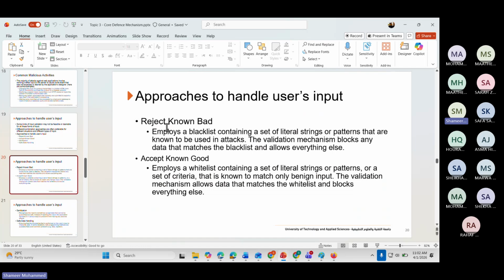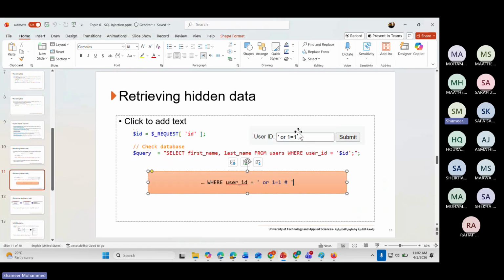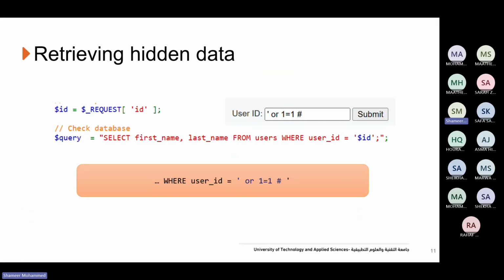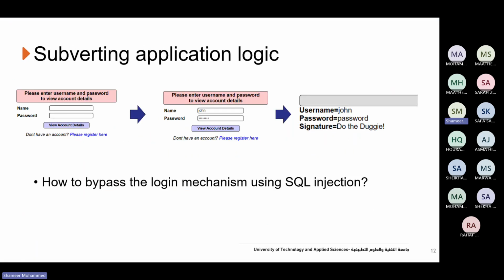Okay, this one, reject known bad. I know that this is the bad data, hash or quotation is equal to. Why should I allow them? Stop them. That is the way you can stop, right? So this is to retrieve the data, the first type of attack. Next one is you can change some logic. You can bypass the logic what you have written in the application.